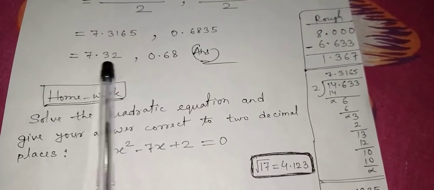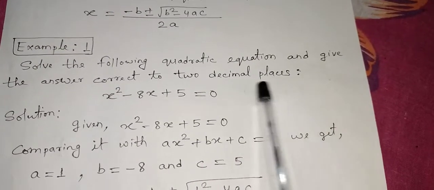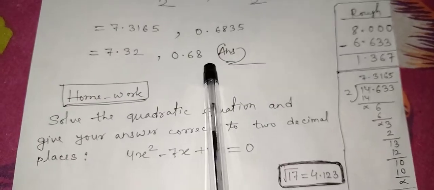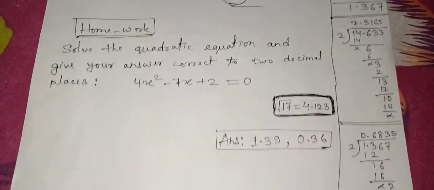And why we took only 2 decimal numbers? Because in the question they had demanded find the answer correct to 2 decimal places. So you can see it is 2 decimal places. So this is our answer.